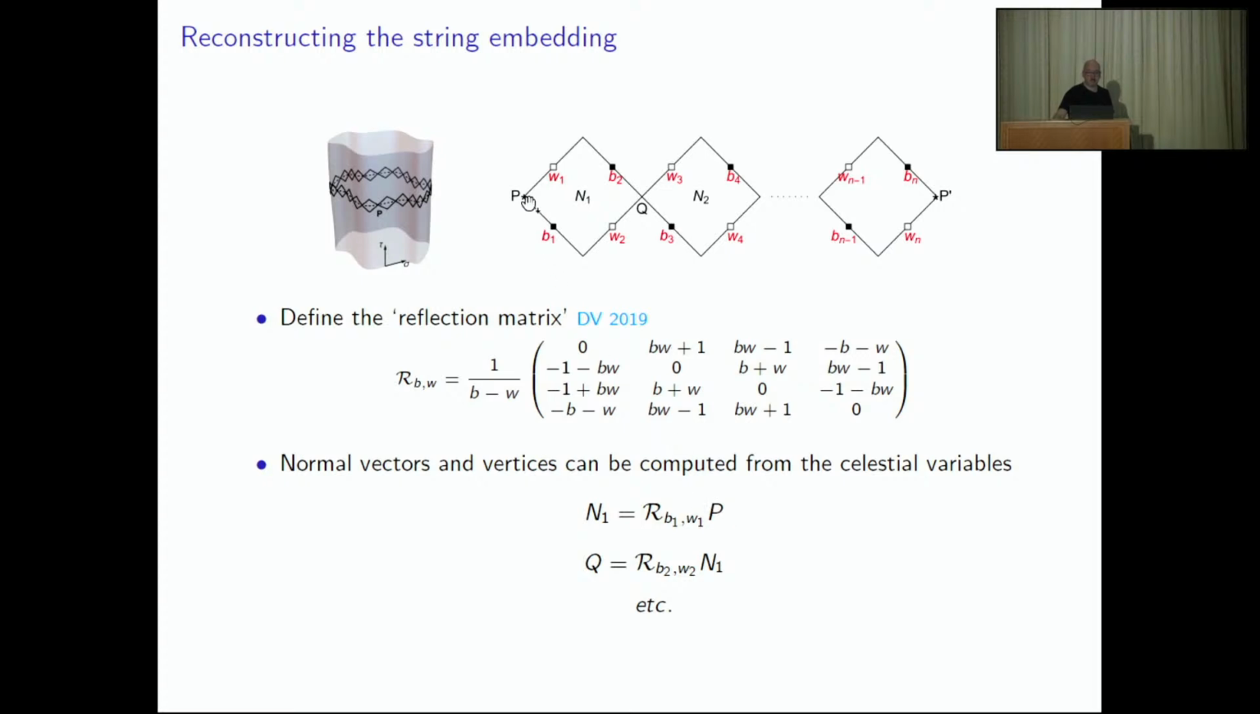So remember, P is a vertex in R2,2. You apply this 4x4 matrix on it, and you get another 4-vector, which is going to be your normal vector. Then you can do this procedure again from N1, this normal vector: you can compute this Q point using these two celestial variables. And so on, you can continue the procedure, and you recover the entire string embedding. So surprisingly, or maybe not too surprisingly, just by knowing these celestial variables, you can reconstruct the entire string embedding up to a global SL2 transformation.